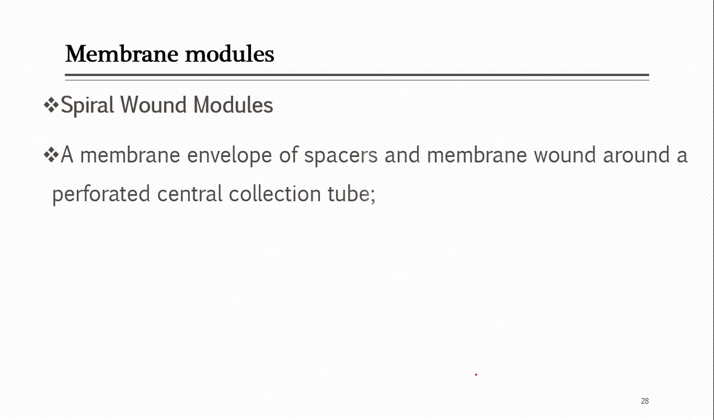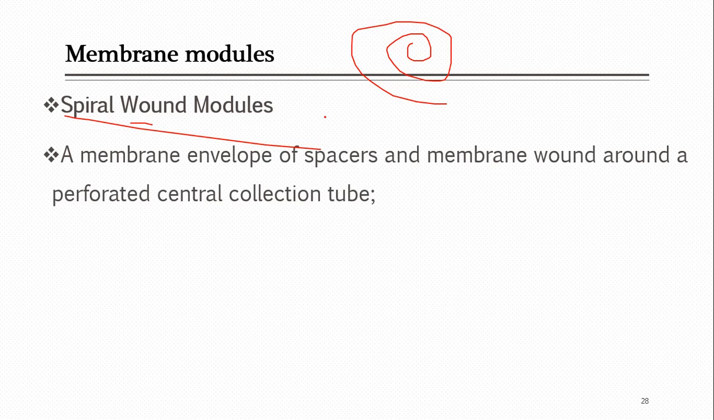Then there are spiral wound modules. Spiral wound, as its name shows, spiral, you know, is something which is rolled. Wound is something folded. So spiral is something folded in the form of a circle. Suppose if I fold something in the form of a circle, that's called a spiral wound module. So let's look at them.